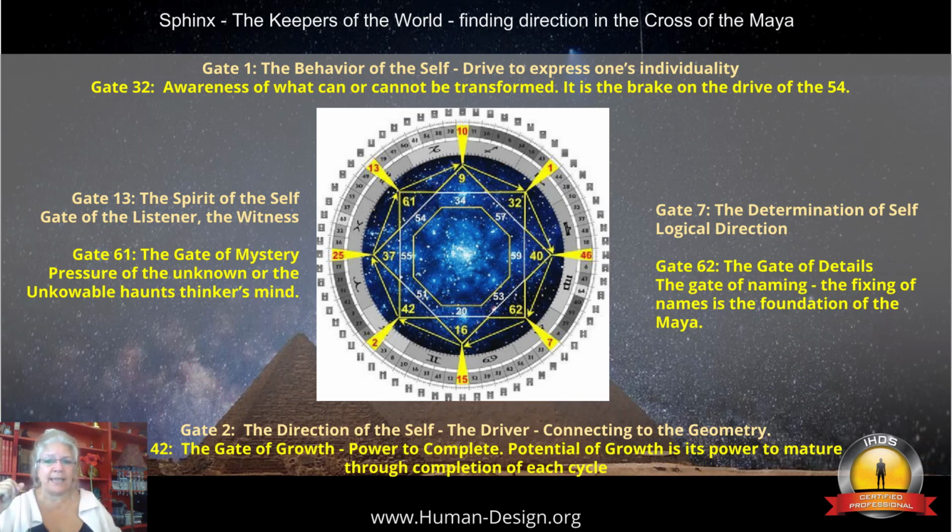And yet the flavor now is gate 42, the gate of increase, the gate of growth. The direction is going to be in this embodiment, this drive, this movement, this direction of the self, in this power to complete. It's a format gate. The potential of growth in its power to mature through completion of each cycle. So we have the love being expressed through community, details, and skills, and the movement being about the potential of growth and its power to mature through the completion of each cycle.